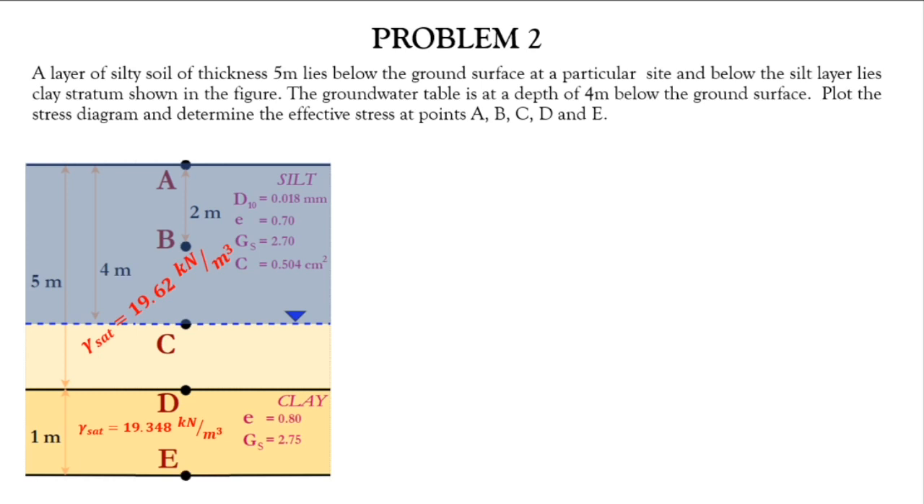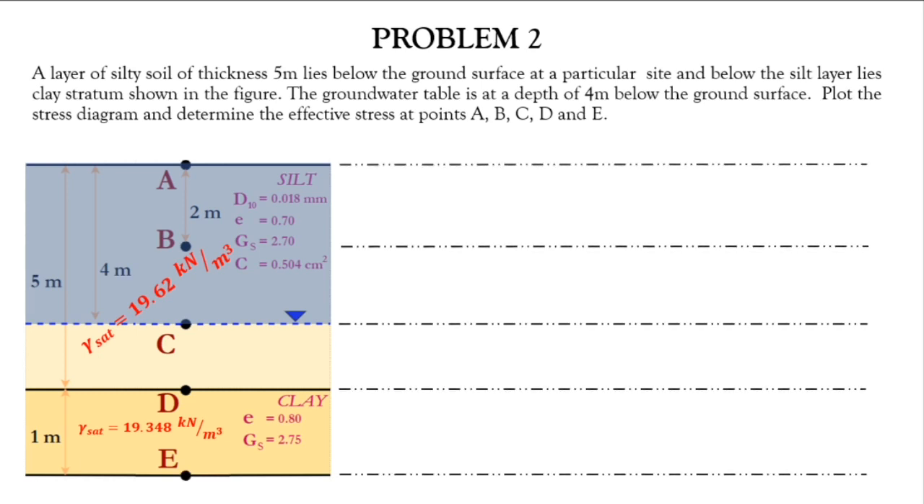So, mag-umpisa na tayo sa total stress. So, 0 pa rin yan. Kung isosolve natin yung stress at point A, that is 0, gamma, the unit weight of the silt times the height with respect to the ground surface ay 0. Kaya 0 na yan. Proceed tayo sa point B.